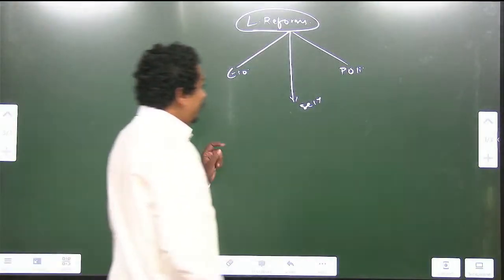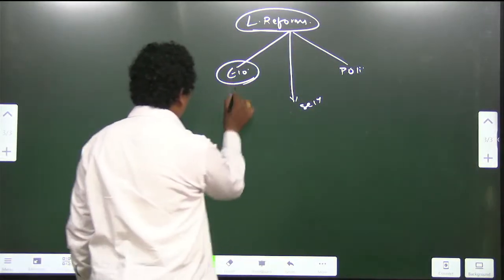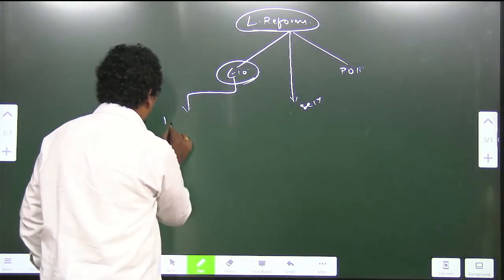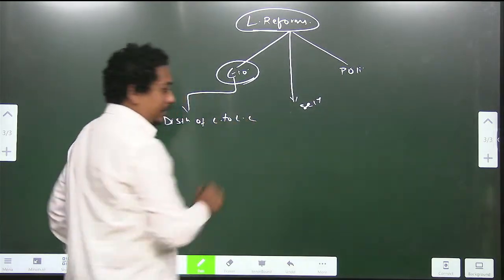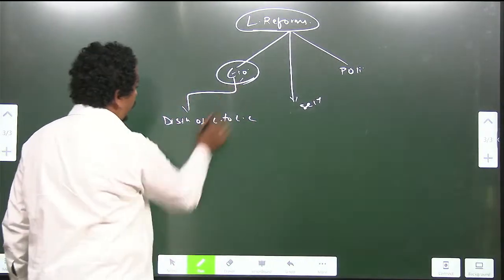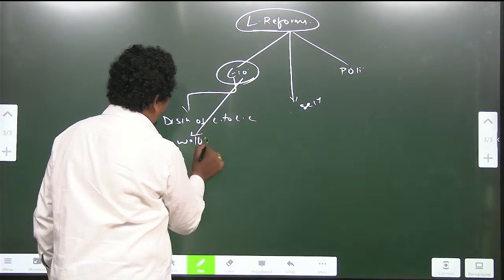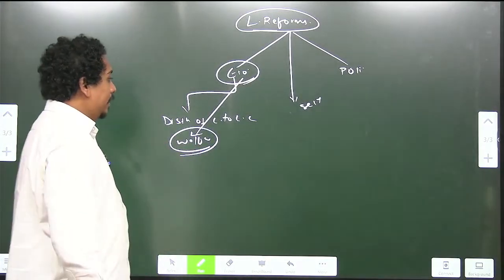Why? Because in economy dimension, for example, what is land reform? Land reform is nothing but the distribution of land to the landless. In economy perspective, we will look at it like a welfare component.